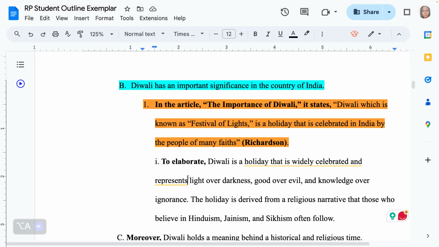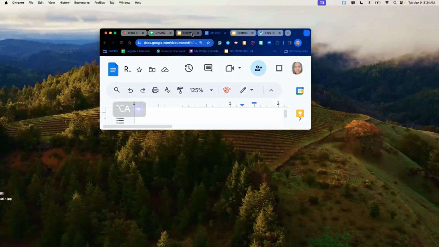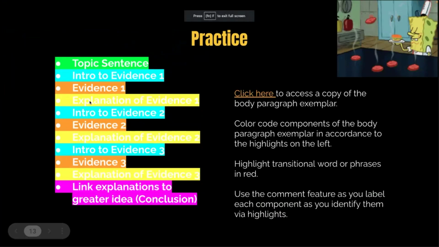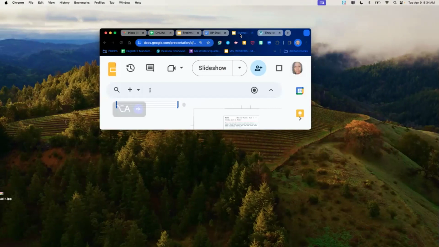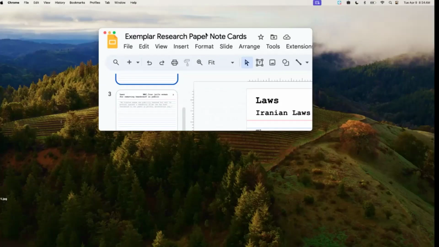Next, she needs to ensure that she has an explanation explaining how Diwali connects to it being like an important celebration. All right. So then that's when we will go here, back to our key, and our explanation of evidence will be highlighted yellow for evidence 1. Okay, also known as your citation. Oh, my apologies.